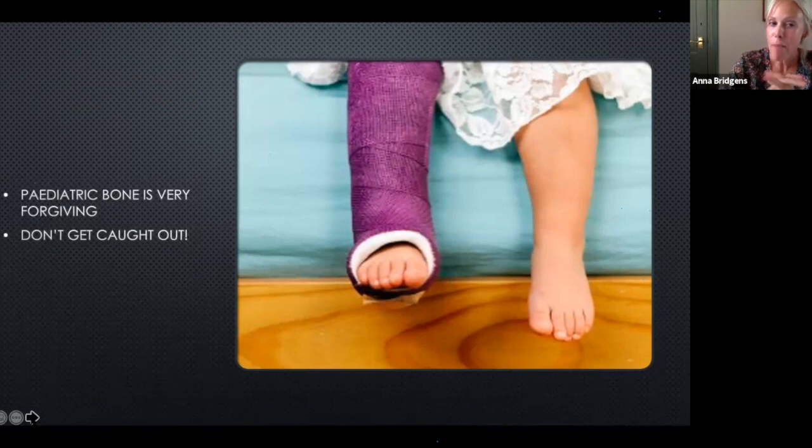In summary, paediatric bone is very, very forgiving, but you can get caught out very easily. So just don't be afraid to ask for help. I suppose be wary of the elbow. That's my top tip for paediatric fractures.